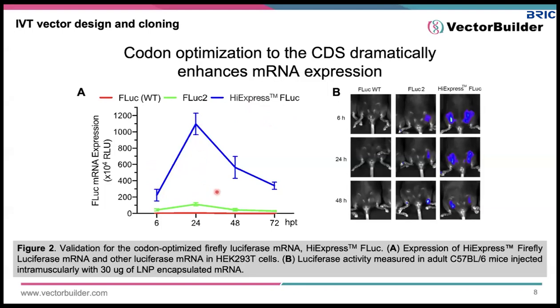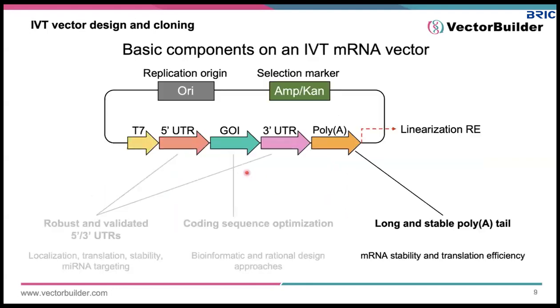And such comparison is also consistent in vivo. We injected 3 types of IVT mRNA coding firefly luciferase into mice, and you can see that at every time point post-injection, the high-express FLuc always achieves the best expression in vivo, which is consistent with the in vitro data.